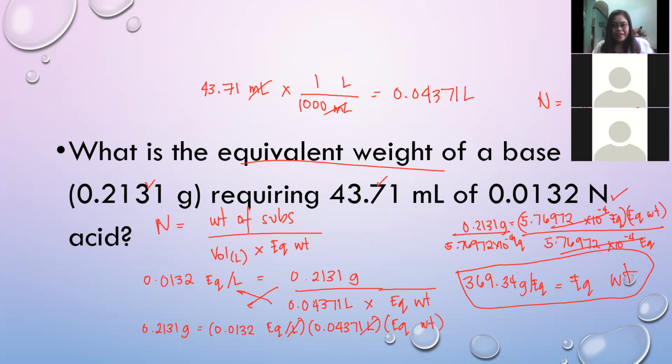Okay, thank you, ma'am. How about the process? Do you find it difficult, or is it okay? Do you have a question? It's okay, ma'am. What I did, ma'am, was take 1 of 43, multiply the milliliters by 0.0132, then divide by 1,000. So the answer is 0.0057697 EQ. Then the formula to get the equivalent weight is grams over EQ. Therefore 0.2131 grams divided by 0.0057697 equals 369.50 grams per EQ, ma'am.